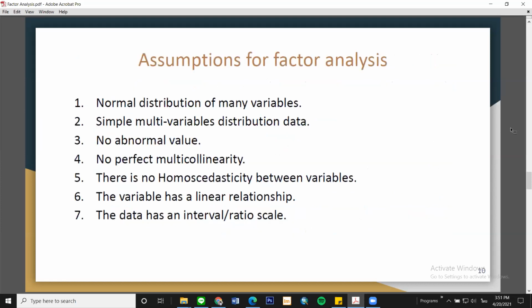Okay, next. So there are the assumptions for factor analysis. Basically, it has 7 points. The first one is normal distribution of many variables, the second is a simple multivariate distribution of data, and 3 is no abnormal value. 4 is no perfect collinearity. 5 is there is no homoscedasticity between variables. 6 is the variables have a linear relationship, and the last one is the data has an interval or ratio scale.